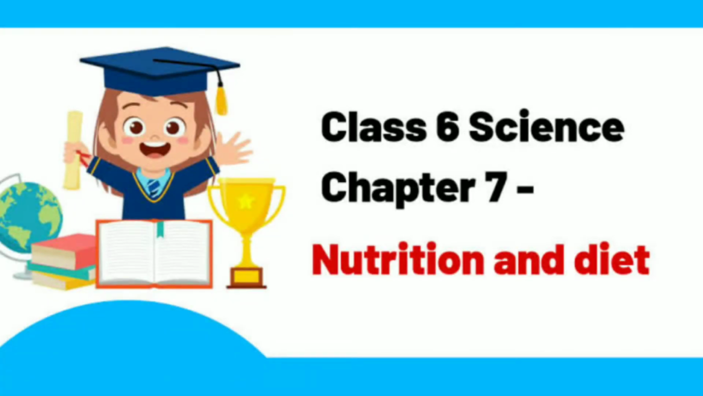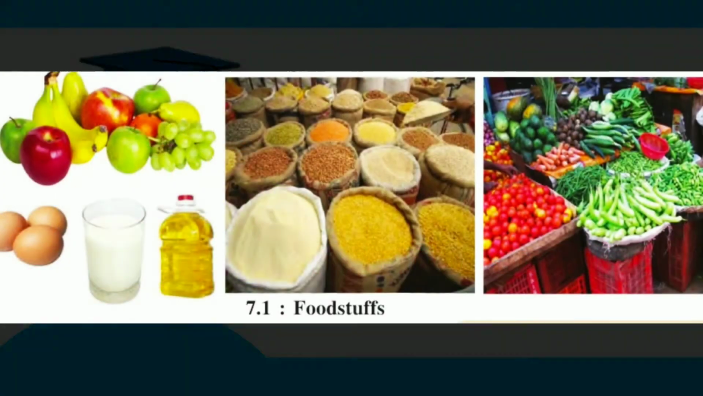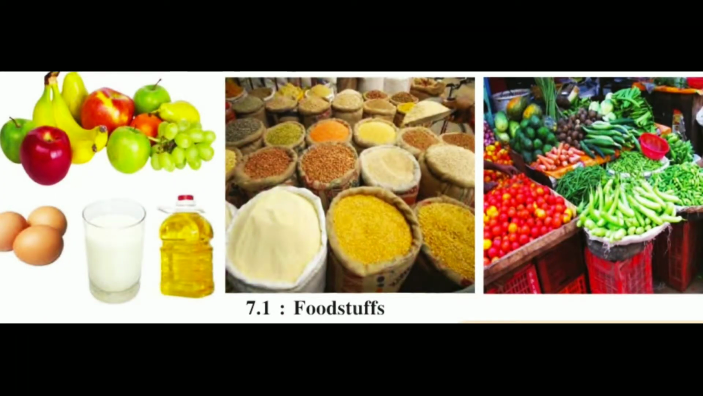General Science, Standard 6, Chapter 7, Nutrition and Diet. Can you recall? Which are the various groups of foodstuffs? Name the ones you see in the pictures. Which main constituents of food do we get from them?